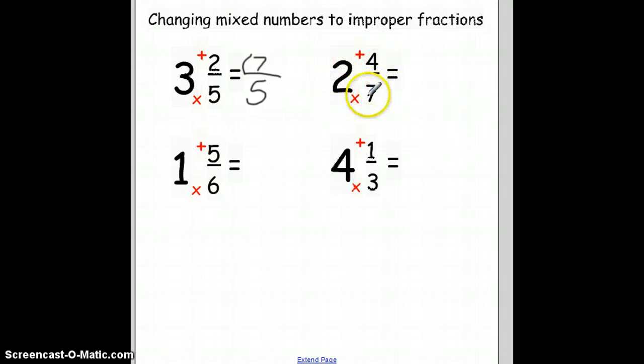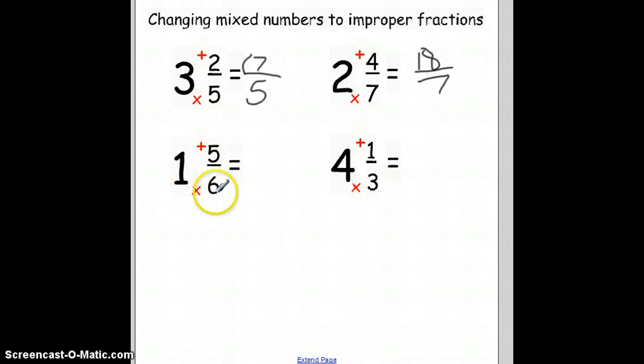We're going around the world, clockwise. So 7 times 2 is 14. 14 plus 4 is 18. So here we have 18/7. Sorry for the interruption. All right, let's move on.